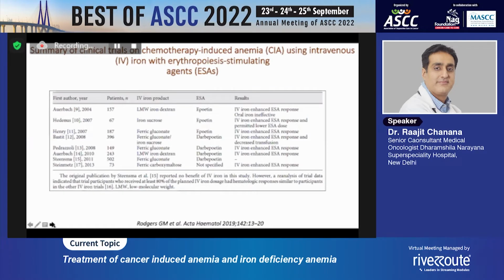So the summary of clinical trials on chemotherapy-induced anemia using intravenous iron with ESA. You can see that there is no benefit of iron in most of the studies. However, re-analysis of the trial data indicated that trial participants who received at least 80% of the planned IV iron dosage had a hematological response similar to participants in the other IV iron trials.